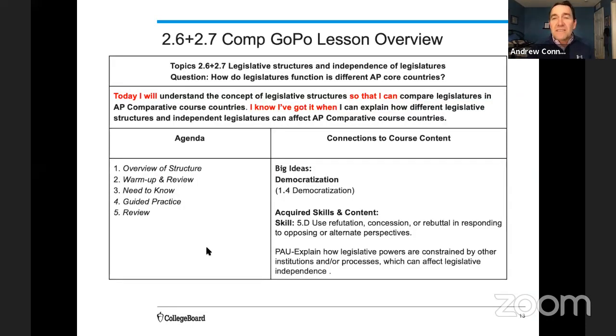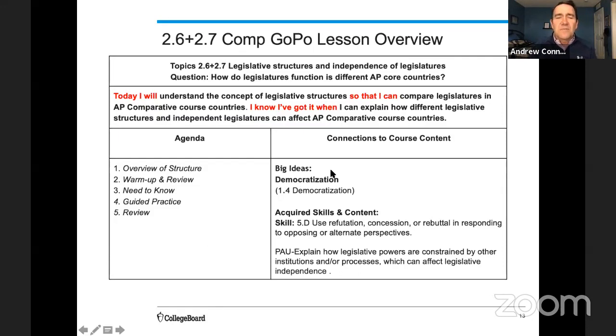Today we are talking about topics 2.6 and 2.7. We're looking at legislative structures. We're also looking at this concept of the independence of a legislature. We'll talk about what that means. Also, we'll look at how legislatures are constrained. In all of our countries, we see constraints on the legislative functions. We'll look at these different core countries, all 6 of them.